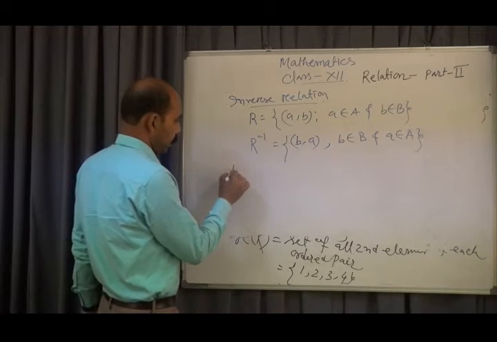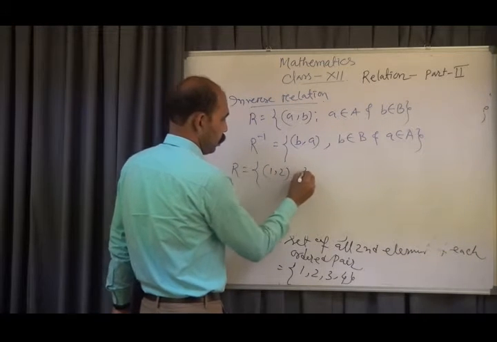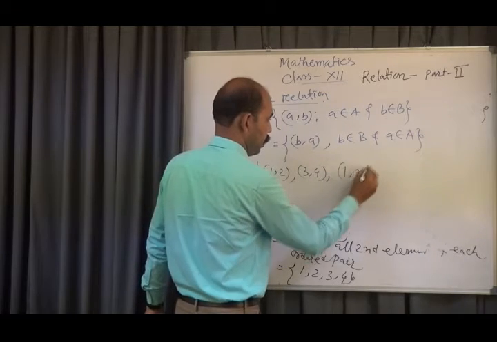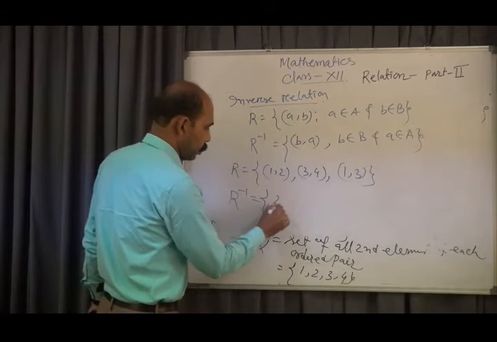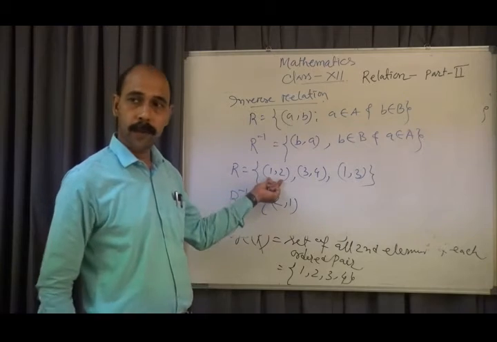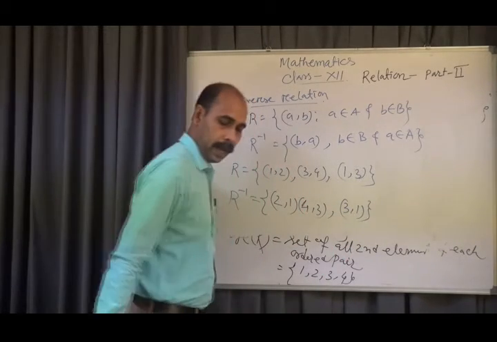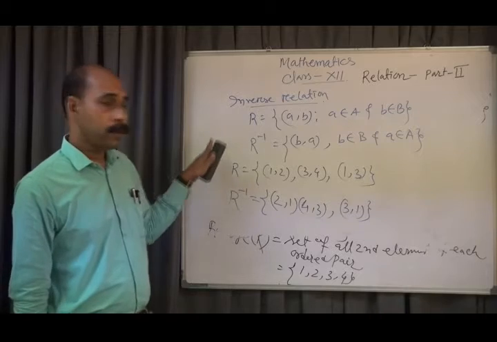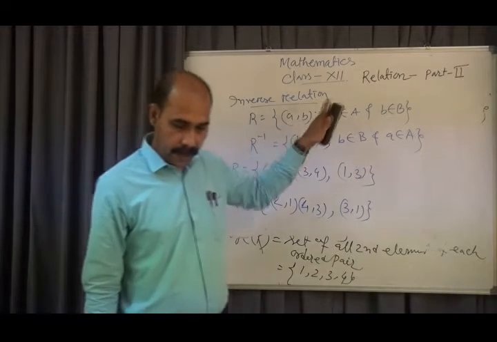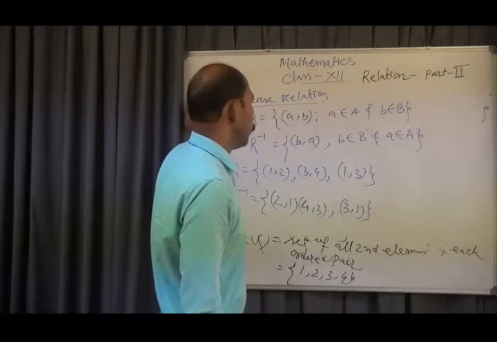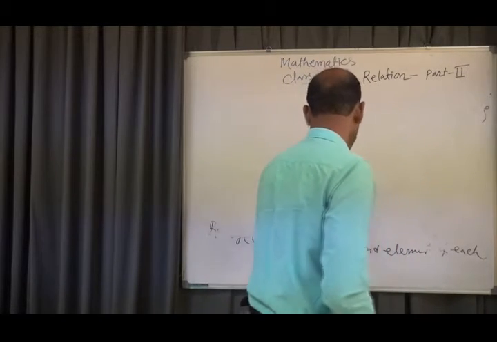If I give one example, say R is any relation from set A to set B, say (1, 2), (3, 4), (1, 3). Its inverse, this is the notation R inverse. R inverse equals how much? (2, 1), interchanging the ordered pair, (2, 1), then (4, 3), then (3, 1). This is R inverse. Clear? So domain, range and codomain, you have got now inverse relation. Is it clear? Now I will discuss the very important thing, the types of relation.